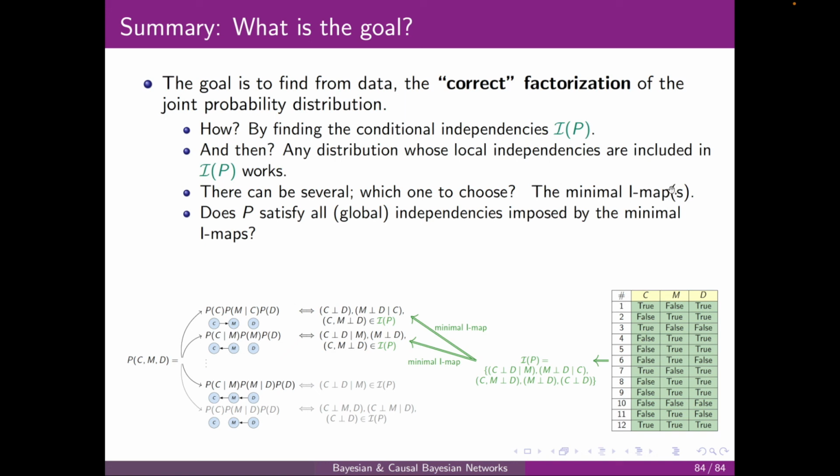And then the question is, does P satisfy all independencies imposed by the minimal IMAPs, the global independencies? For example, here I may have other independencies not included by the local ones. Does P satisfy all of them? Here it's just 3 nodes, it's just for illustration, but you can imagine you had a bigger one. And of course the answer is yes, because of the theorem that we saw here. Thanks for your attention.